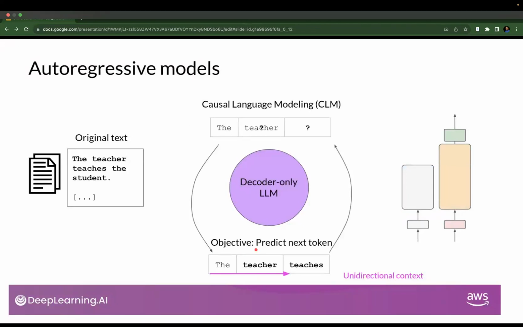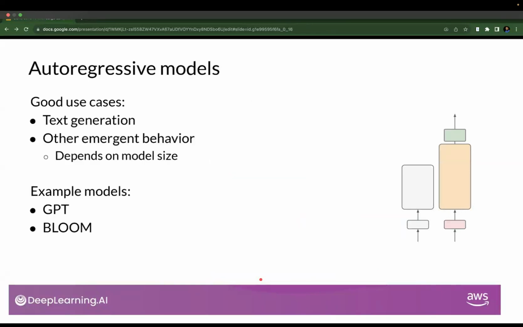Then we have a decoder only architecture, which is also called autoregressive models. Over there, we try to predict what is going to be the next word. So it tries to generate the next token based on the tokens which have already been generated. It has unidirectional context, and this is used for text generation. GPT is an example of an autoregressive or decoder only model.